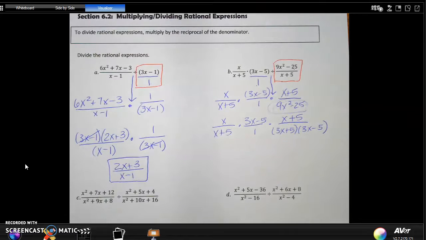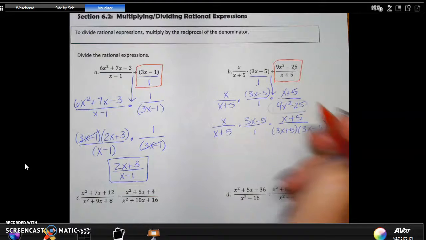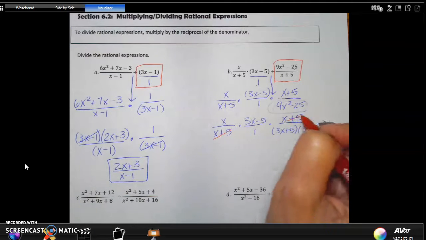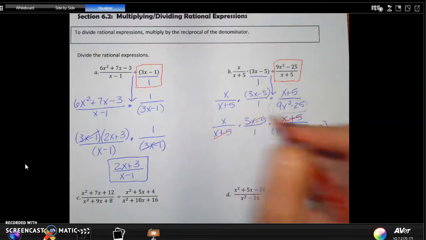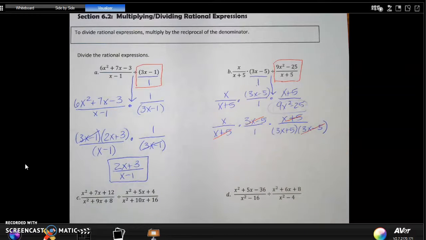So now we're at the point where we can start crossing things off. We see an x plus 5 here and here. And we see a 3x minus 5 here and here. And that's all we can do.